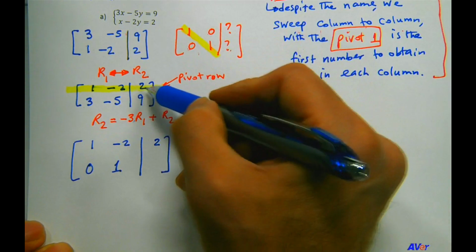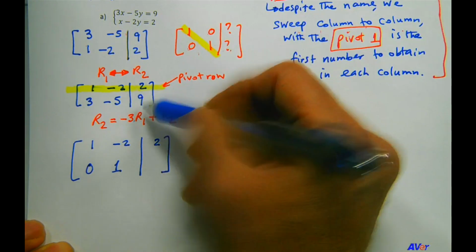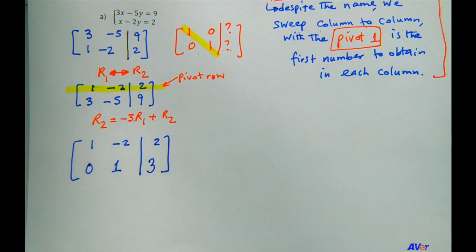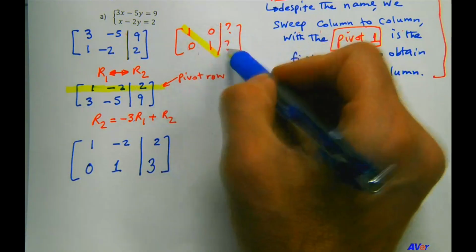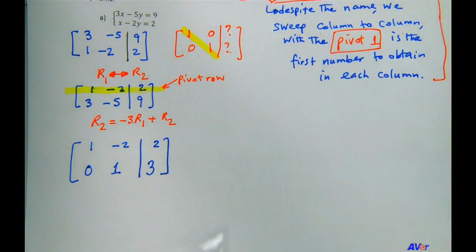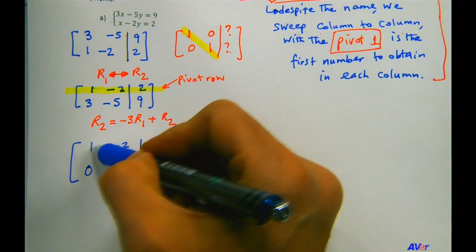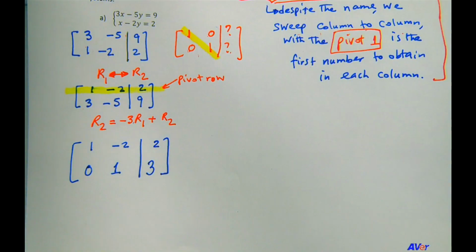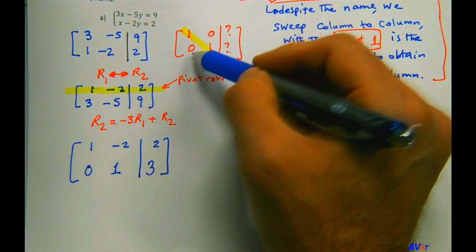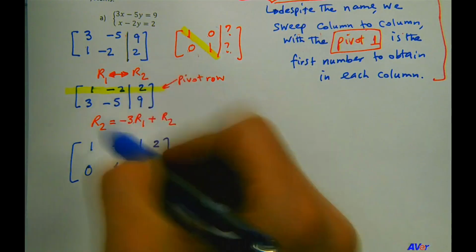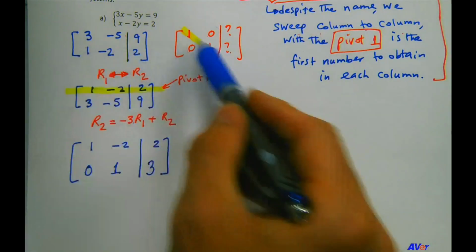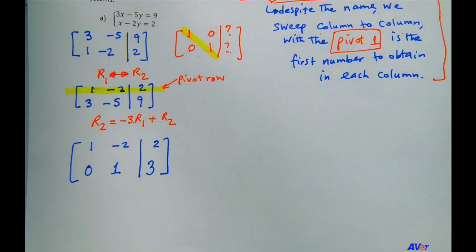Minus 3 times 2 is minus 6, plus 9 is positive 3. So now, compare what we have with the reduced row echelon form. We sweep column to column, with the diagonal 1 obtained first. Are we done with the first column? Compare that with this. We are done, right? We wanted 1, 0, and we started with 3, 1. We are done with the first column.